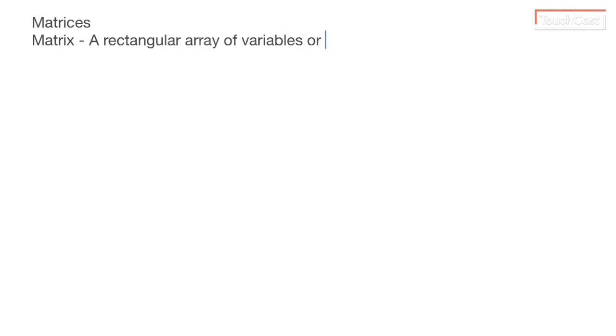All right, we are going to introduce to you today matrices. First, we're going to define what a matrix is. A matrix is a rectangular array of variables or constants in rows or columns, usually enclosed in brackets.